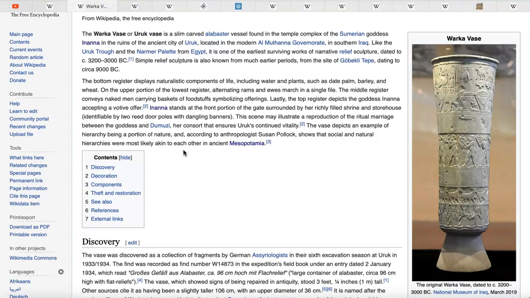But this thing, obviously the highlighted subject that we've got going on here, is a celebration of agriculture. So by looking at this, you can safely assume that Inanna, the goddess, the deity, has something to do with that area of life. Agriculture. Food.